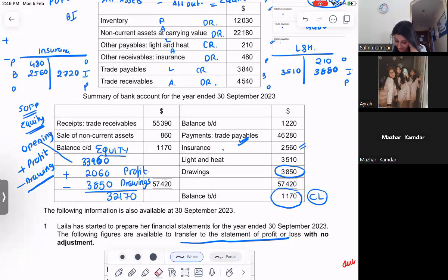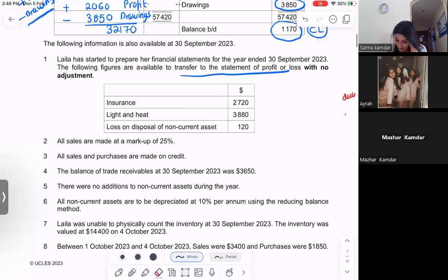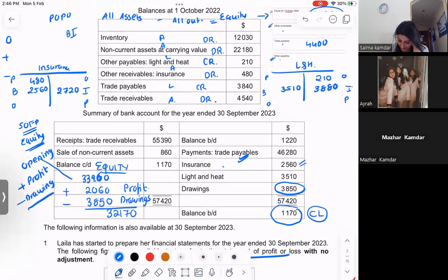Is there anything else related to insurance? I don't see anything. That means I will close the account. Let me first close this account. Which side is more? The debit side. 2,560 plus 480 is 3,040, minus 2,720 is 320.